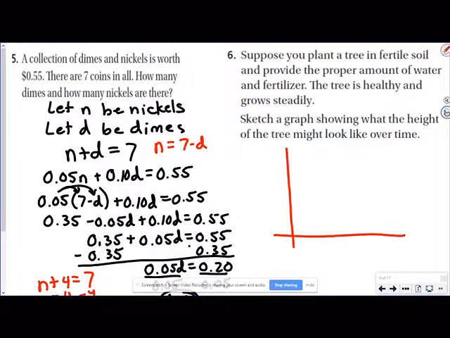So we have time and height. Now usually trees have a little bit of height, so I may not necessarily want to start at 0, but if it's growing steadily, that's probably what my graph looks like, and it'll just continue to grow, of course, until it dies.